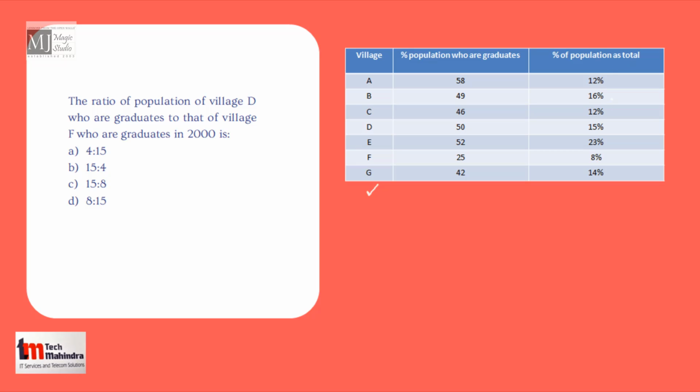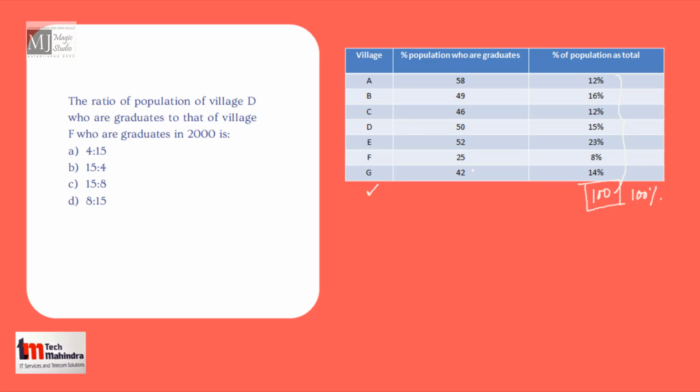The percentage of population totals 100. That means if the total population of the 7 villages is 100, then 12% of the total population of the 7 villages must be residing in village A, obviously. Now, what is the question?